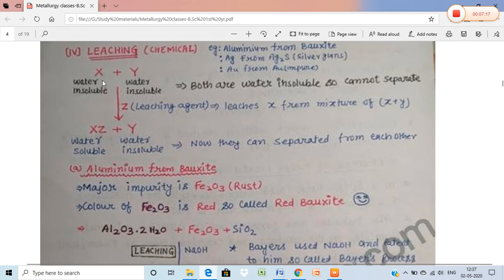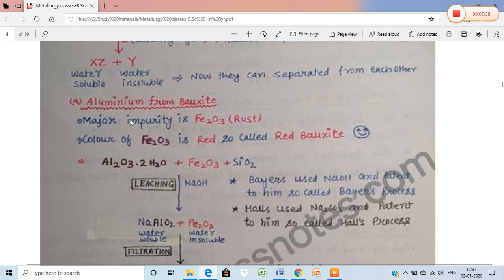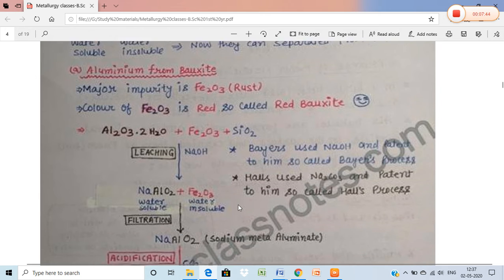Here, X is water insoluble and Y is water soluble, and we use the leaching agent here. Then Y goes with the leaching agent, which is water soluble, and the insoluble particles, which are the impurities, are separated. Now, aluminium from bauxite: the major impurity is Fe2O3, that is the rust. So we can separate it using the leaching process shown here.